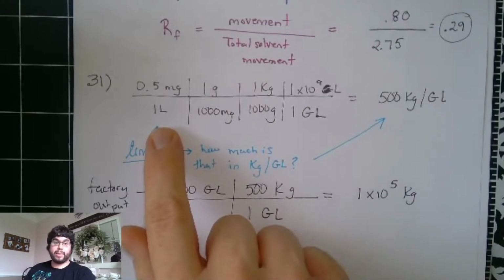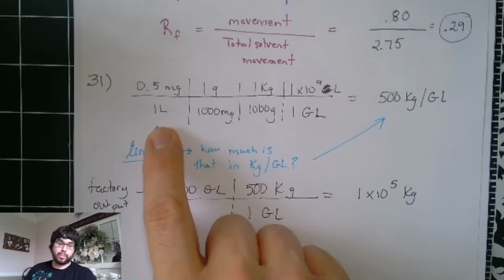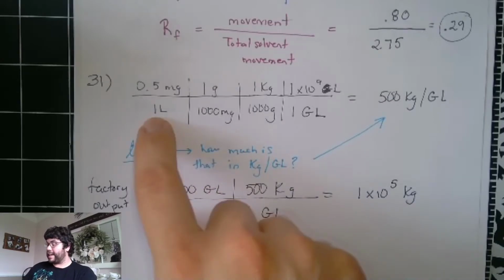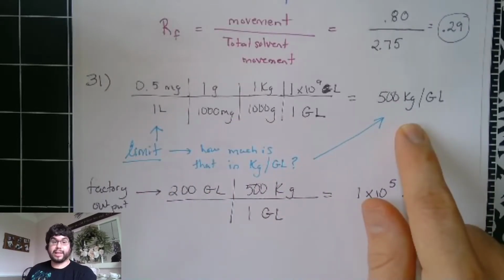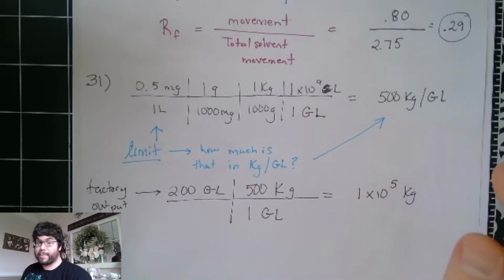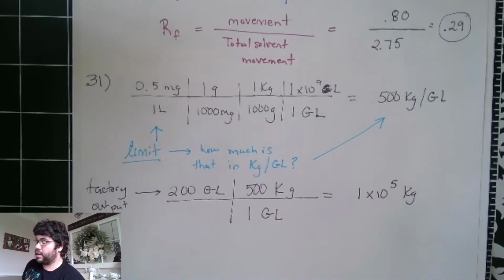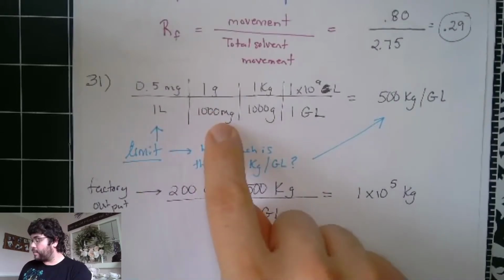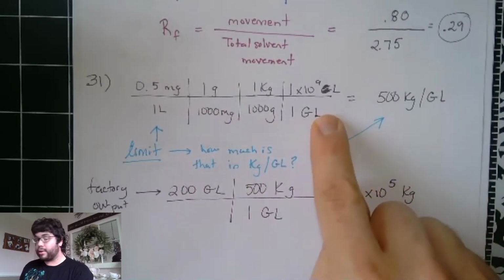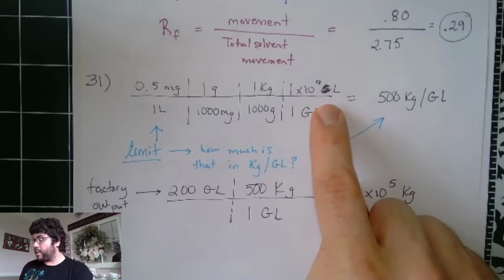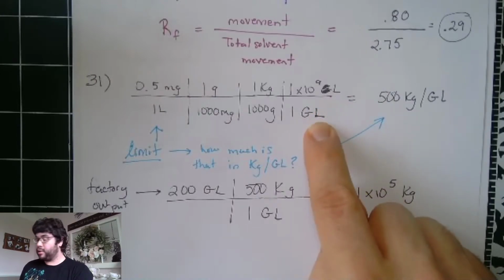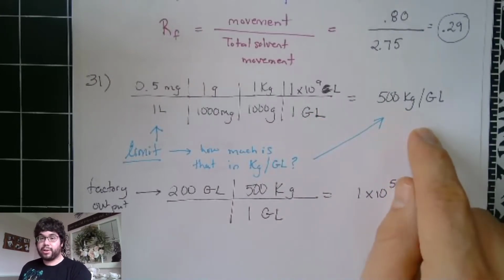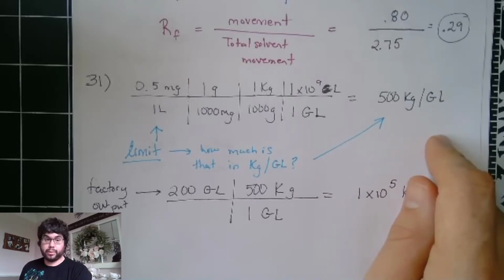So this is our limit for the amount of boron that can be in water. What we want to do is get that value up to kilograms per gigaliter so that we can figure out what mass is allowed in the water. So 0.5 milligrams per liter, convert to grams, convert to kilograms, and then convert liters to gigaliters. There's a billion liters to a gigaliter. So this comes out to be 500 kilograms per gigaliter.